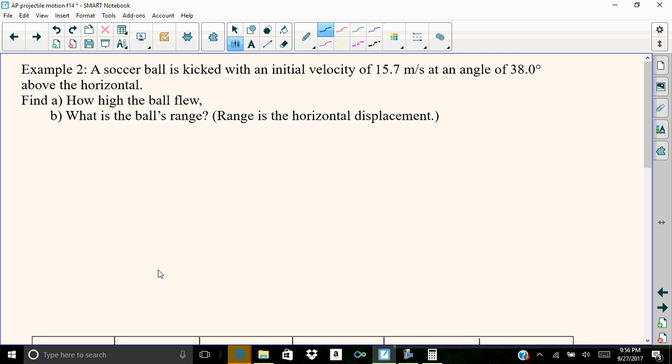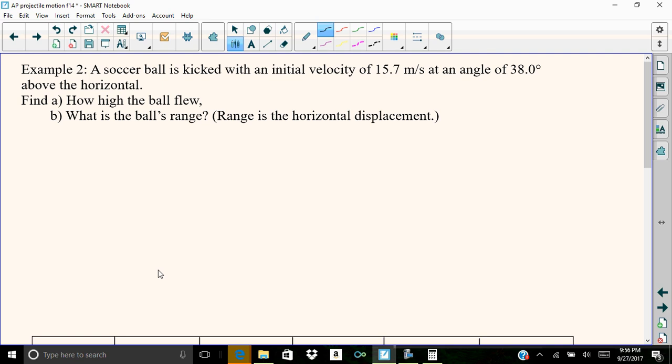Okay, in this example, we're going to do a full projectile motion problem. A soccer ball is kicked with an initial velocity of 15.7 meters per second and an angle of 38.0 degrees above the horizontal. A, find how high the ball flew, and B, what is the ball's range? Range is just the total displacement, which ends up being the horizontal displacement of the projectile.